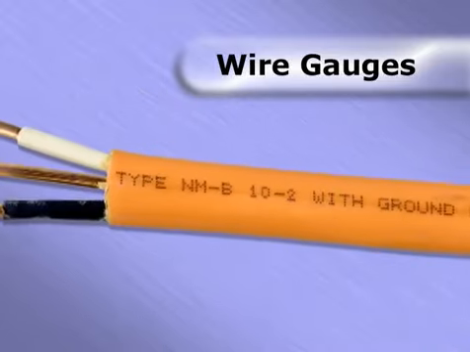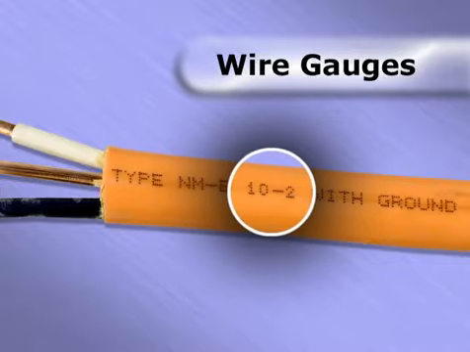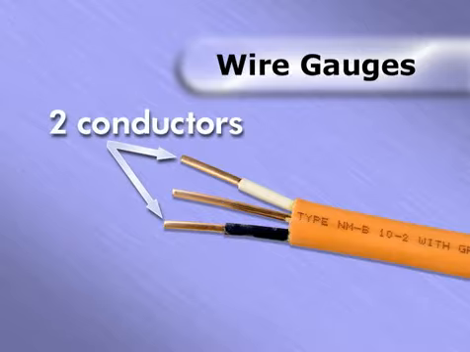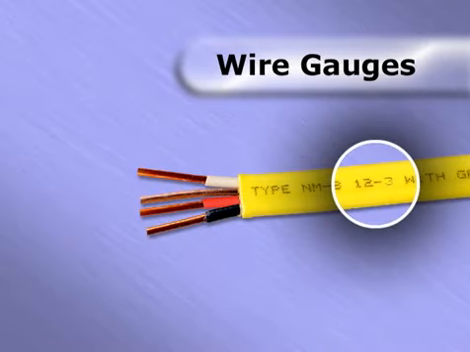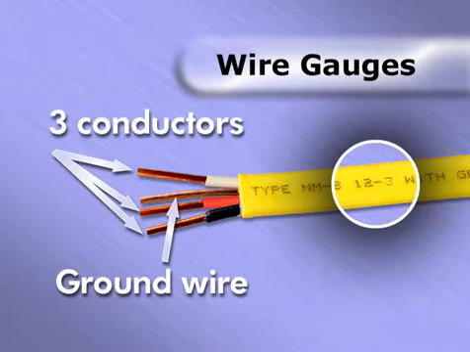On the sheathing of most cables, you can read the description of the type of cable you're using. For instance, if you read 10-2 on a cable, you know that you're using 10-gauge wire with 2 conductors, white and black, and a ground wire. A 12-3 description indicates you're using 12-gauge wire with 3 conductors and a ground wire.